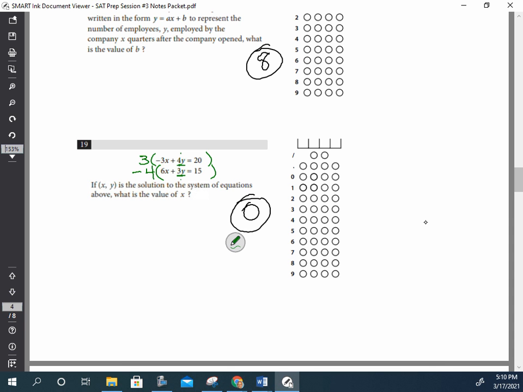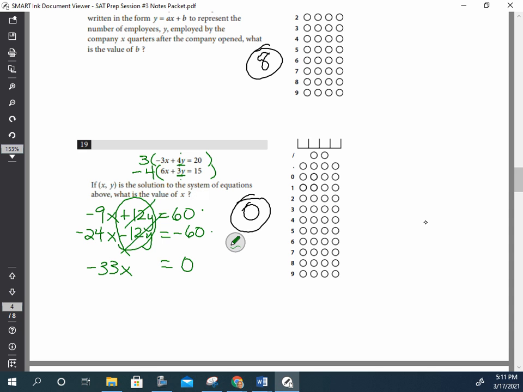If we do that, that gives us negative 9x plus 12y equals 60. Negative 24x minus 12y equals negative 60. Since the y's are opposites, they will drop out. So you get negative 33x equals 60 plus negative 60 is 0. So if you divide them out, x equals 0.